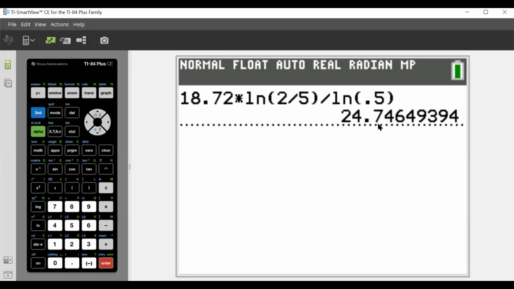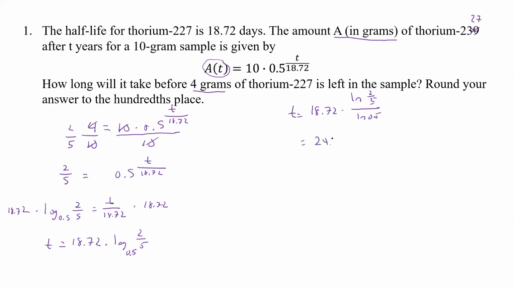So that would round up to 24.75. So that's equal to 24.75. And this is going to be years, or days, sorry, days. Because we're in days is going to be the half-life. And so in 24.75 days, we should get the correct value. Oh wait, t's in years. I was right the first time. I saw days was half-life.